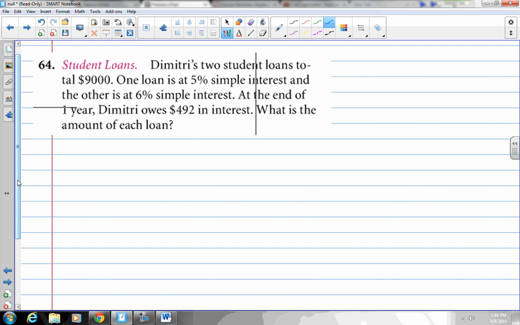Does the story make sense? I'm not asking you how to solve it yet, but just about the situation. So what do we know? He has two loans that both total to $9,000. One is borrowed at 5% simple interest, one is borrowed at 6% simple interest, and at the end of the year, his total interest is that much. That's total for both loans. So the question is, how much was borrowed at each percentage?